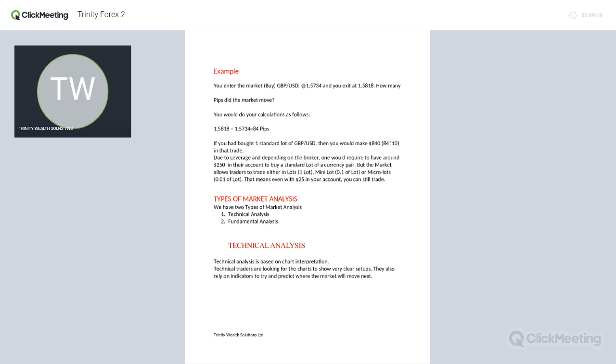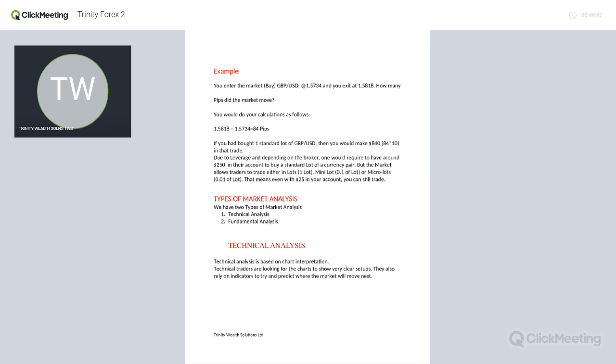And we have an example here. Let's assume we buy GBP USD at the price of 1.5734. We've done our analysis and we feel it's time to buy this pair. And then the market moves up and it reaches 1.5818. Right? Then we exit the market, or rather we close our trade.